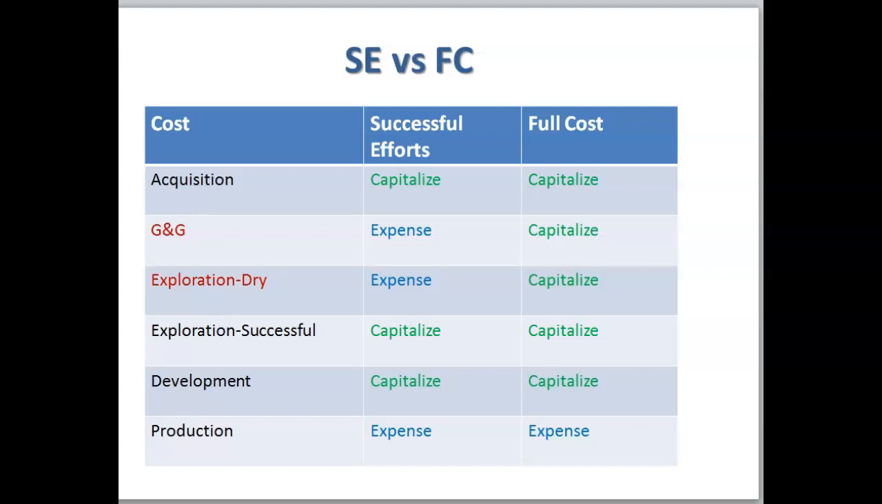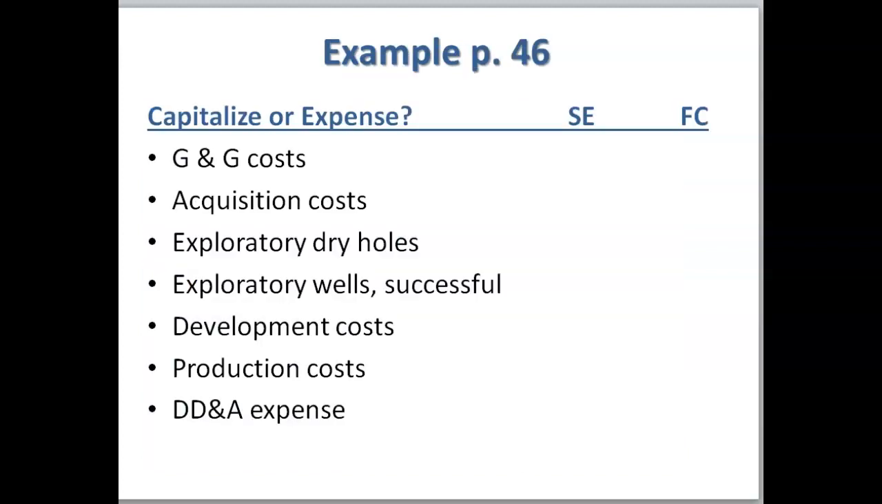And our production costs. So these would be costs associated with the actual production of the reserves. They're going to be matched with the income and going to be expensed in both methods. So just to recap, I'm going to skip this slide because the next one has the actual numbers or actual answers to it. You could use this to maybe test yourself.